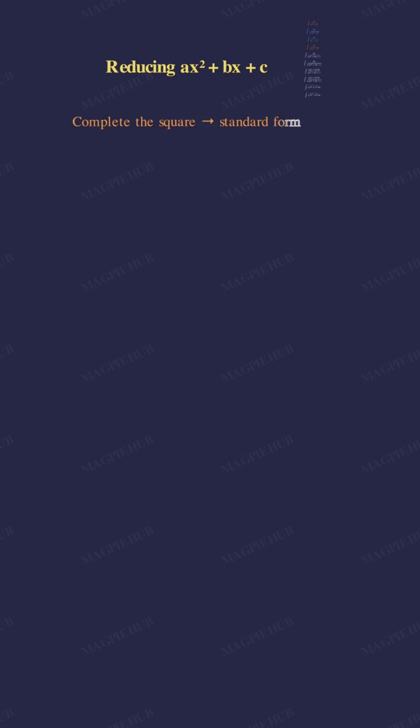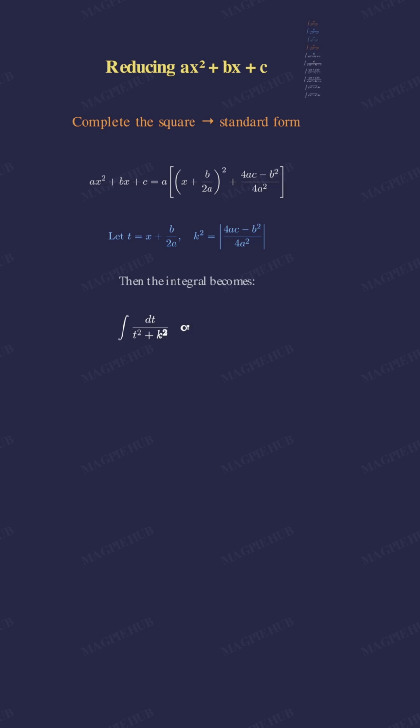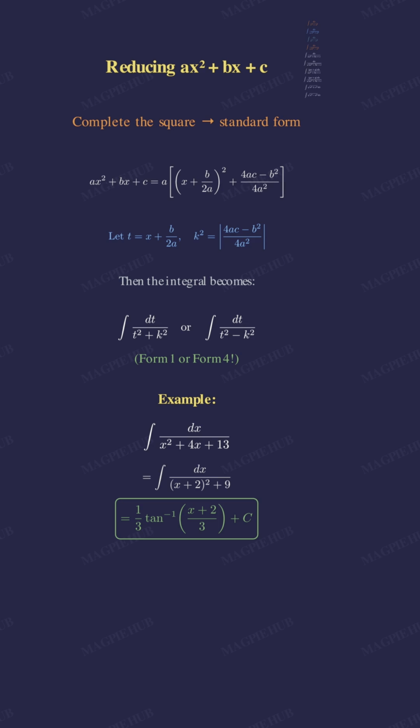What about integrals with ax squared plus bx plus c in the denominator? The trick is completing the square. We rewrite ax squared plus bx plus c by factoring out a and completing the square inside. This gives us a perfect square plus or minus a constant, which is exactly form 1 or form 4. For example, the integral of dx over x squared plus 4x plus 13. Complete the square, x squared plus 4x plus 4 plus 9, which is x plus 2 quantity squared plus 9. Now use form 1 with t equals x plus 2 and a equals 3. The answer is 1/3 arctan of x plus 2 over 3 plus c.